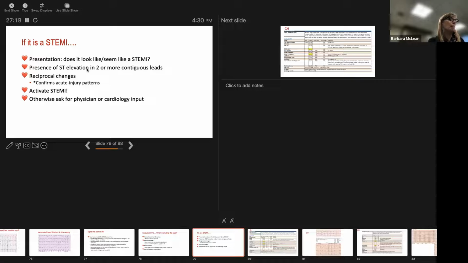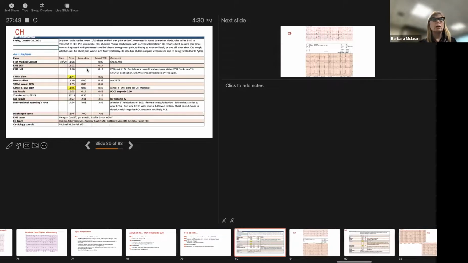Does it act like a STEMI? Are they diaphoretic? Are they vomiting? Is there ST segment elevation? And can I say that's in at least 2 leads of the lead group? Inferior lead group 2, 3, and AVF. Lateral lead group 1 and aVL and V5 and 6. Anteroseptal V1 and V2. Pure anterior V3 and V4. Pretty simple. Just memorize it. Always remember, if you are concerned, but you're not sure, always ask for cardiology input.